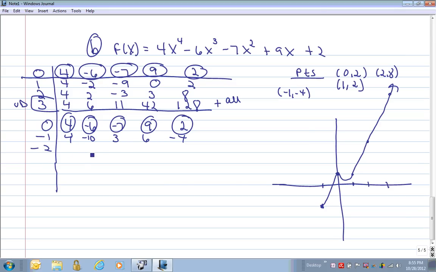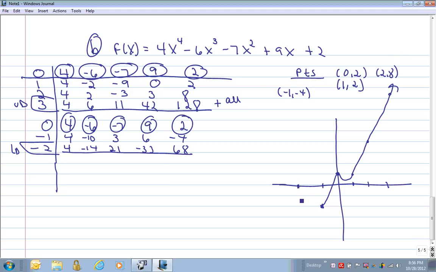So let's try -2. Bring down the 4, that's -8, and -6 will be -14. That's +28, and -7 would be +21. That's a -42 and 9. -42 and 9 would be a -33. And a +66 and 2 would be a +68. This looks like our lower bound. Positive, negative, positive, negative, positive. So -2 is our lower bound.